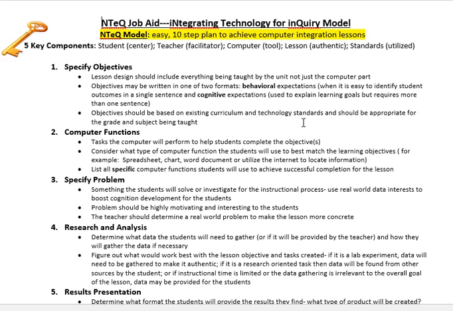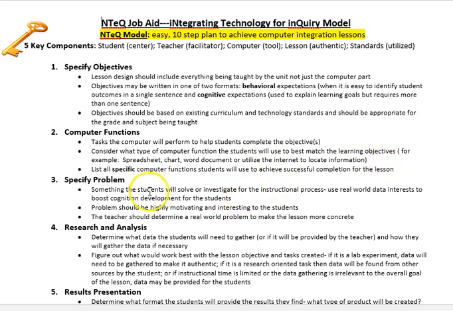Second step are your computer functions, the tasks the computers will perform to help students complete the objectives. That's what you're looking for. So you need to consider what types of computer functions the students will use that will best match the learning objectives. For example, will you use a spreadsheet? Will they create a chart? Are they using some type of Word document? Are they utilizing the internet to locate information? Or will they use a combination of those, more than one of the computer functions? You'll list all specific computer functions the students will use to achieve successful completion of the lesson.